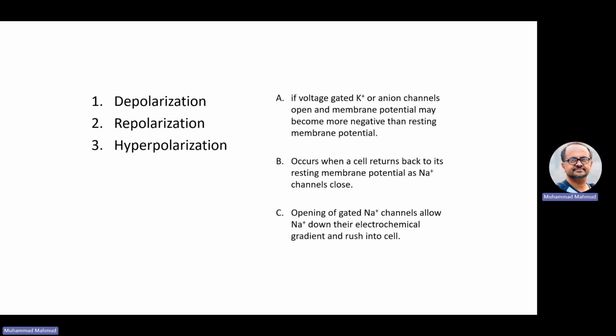So if I summarize these three events, this is what you see. The depolarization, number one, is C, when opening of the gated sodium channels allows sodium to enter. Then step two, repolarization, that is B, when a cell returns back to its resting membrane potential as sodium channels close. And then hyperpolarization, three, will be A, that is voltage gated potassium or anion channels open, and membrane potential may become more negative than resting membrane potential.